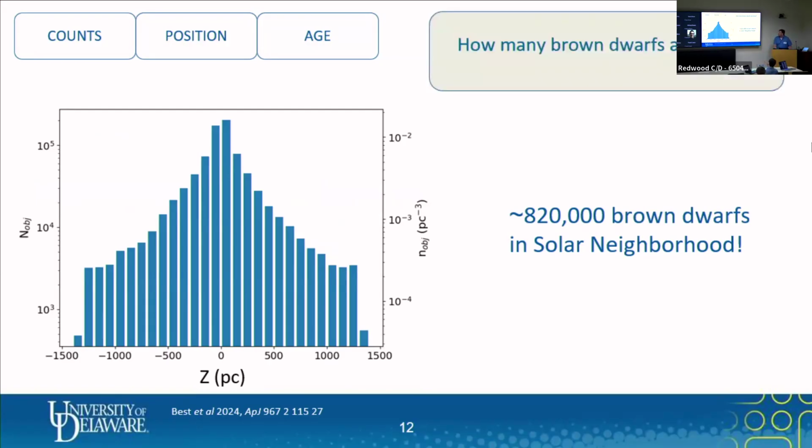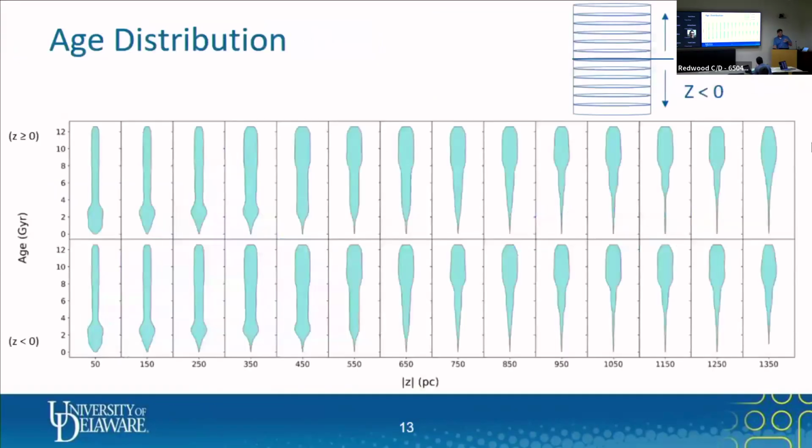Okay, so we've started to answer how many are there, but we can also look at how some of those base parameters change. So for example, here's the age distribution. Now this is a rather unconventional plot, so I'll walk you through it. What I've done is for every one of those slices in the cylinder, I've created a violin plot that shows the age distribution. The upper row of panels is for the slices above the galactic plane. The lower row of panels is for slices below the galactic plane. And as you move from left to right, you're getting further and further away from the galactic plane.